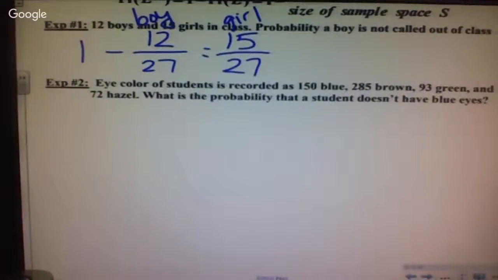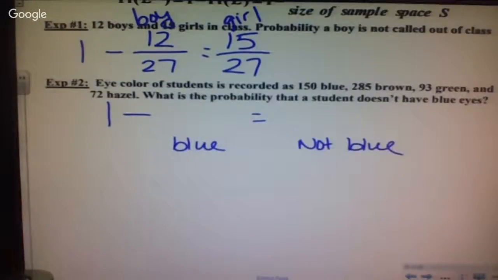Okay, example 2. Eye color for students is recorded. We have blue-eyed students, brown-eyed students, green-eyed students, and 72 hazel students. What is the probability that a student does not have blue eyes? Okay, well, we can add it up. We can add up brown, green, hazel, and get my top number. Or I can take 1 minus my blue, and that will equal not blue.